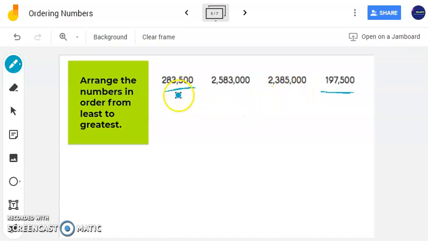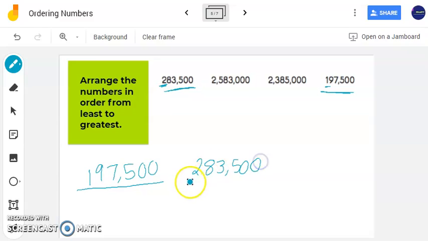So I'm going to first focus on the numbers with 6 digits because those are automatically smaller than my numbers with 7 digits. So now if I take a look at this number and this number, my first digit in my 100,000s place here is a 1. And my first digit in my 100,000s place here is a 2. So this is telling me that 197,500 is going to be my smallest number. So I'm going to write that down here. And then my next smallest number is going to be 283,500. I'll just write first, second. Now I need to find my third and my fourth number.